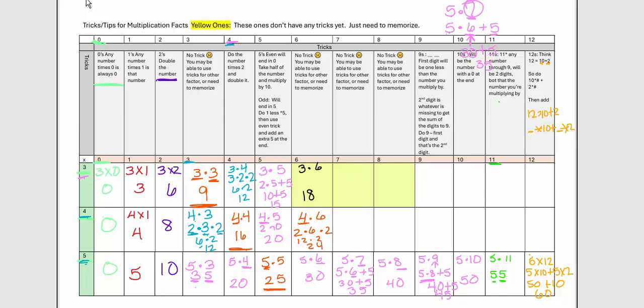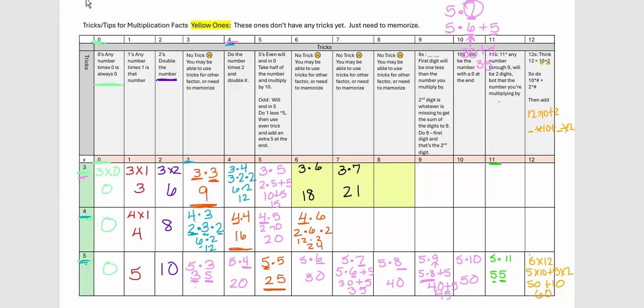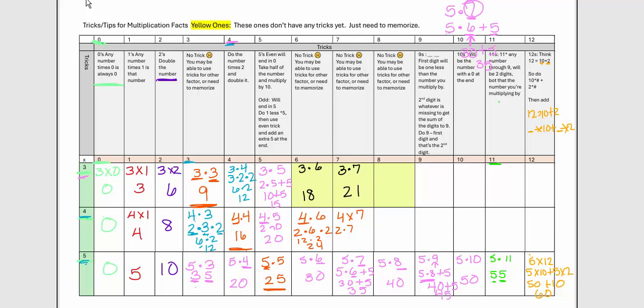Now for 7s, 7 times 3, again, that's one that we don't have a trick for. So 3 times 7, that's just 21. We have to remember that. 3 times 7 is 21. And the next one is 4 times 7. Okay, remember the trick. We're going to do 2 times 7 and then double it. So it's 14 times 2, which is 28.